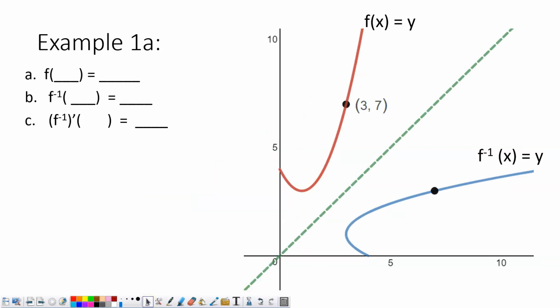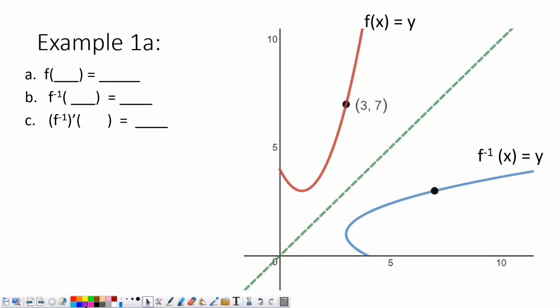So knowing all of that, let's go ahead and do some problems here. I'm going to do example 1A, and then after that, I'll give you guys a chance to think your way through some of these things, okay? So I've got over here a graph of f, and I've got a graph of its inverse there. You can ignore the green dotted line if you want to. I just had that there because that's the invisible line that they're being reflected through because they're inverses of each other.